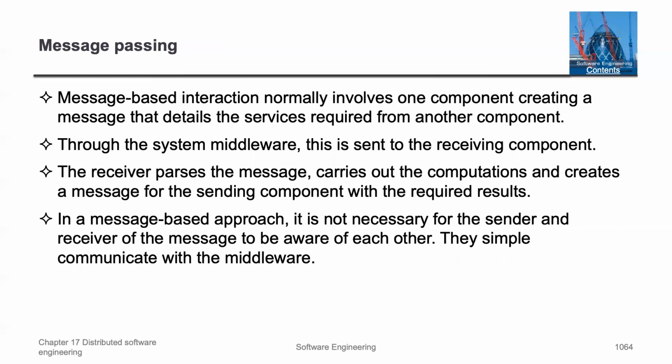For message passing, message-based interactions normally involve one component creating a message that details the services required from another component. Through the system middleware, this is sent to the receiving component. The receiver parses the message, carries out the computations, and creates a message for the sending component with the required result. In a message-based approach, it is not necessary for the sender and the receiver of the message to be aware of each other. They simply communicate with the middleware.